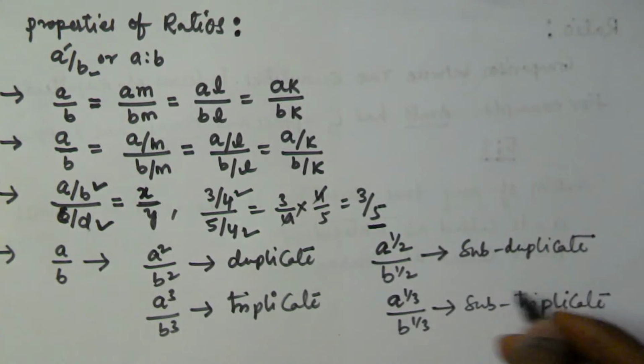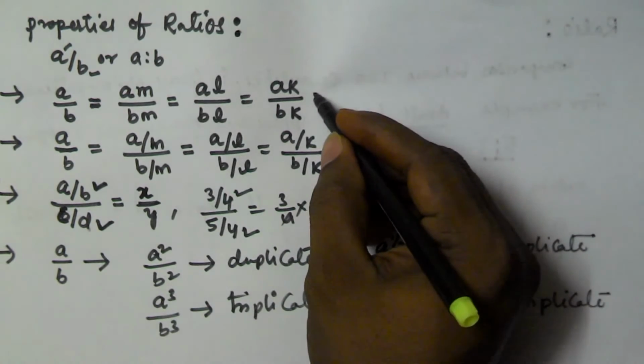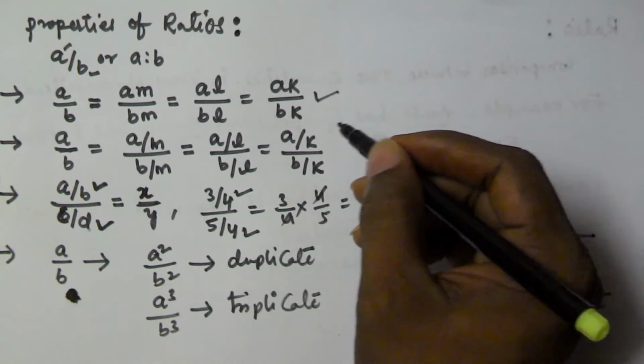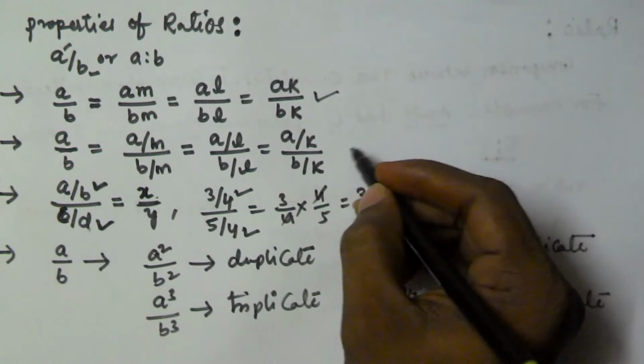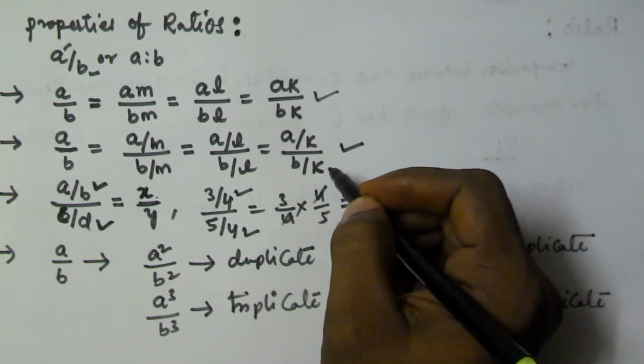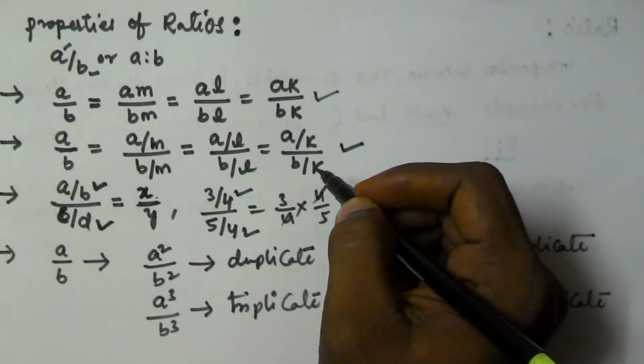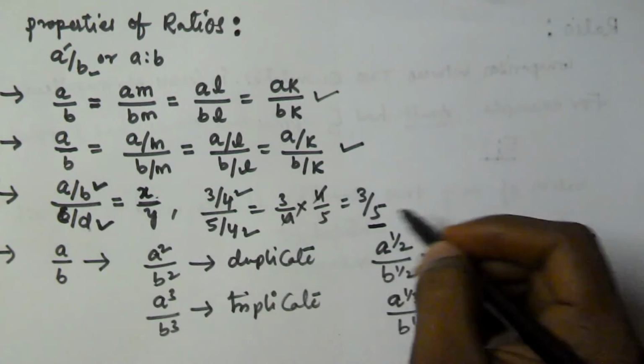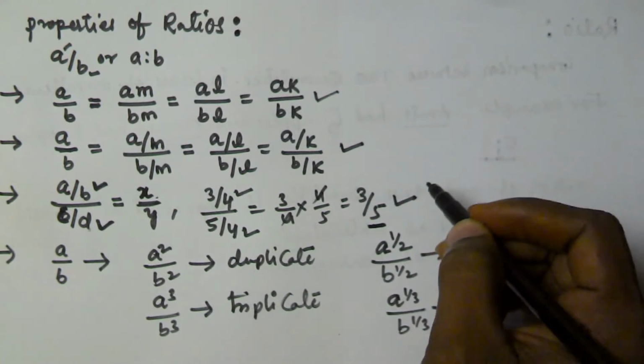So the first one is, if you multiply the numerator and denominator of the ratio, the value is not going to be changed. The second one is, if you divide the numerator and denominator by the same number, the ratio is not going to be changed. So the ratio of two fractions can be expressed in terms of the ratio of two integers.